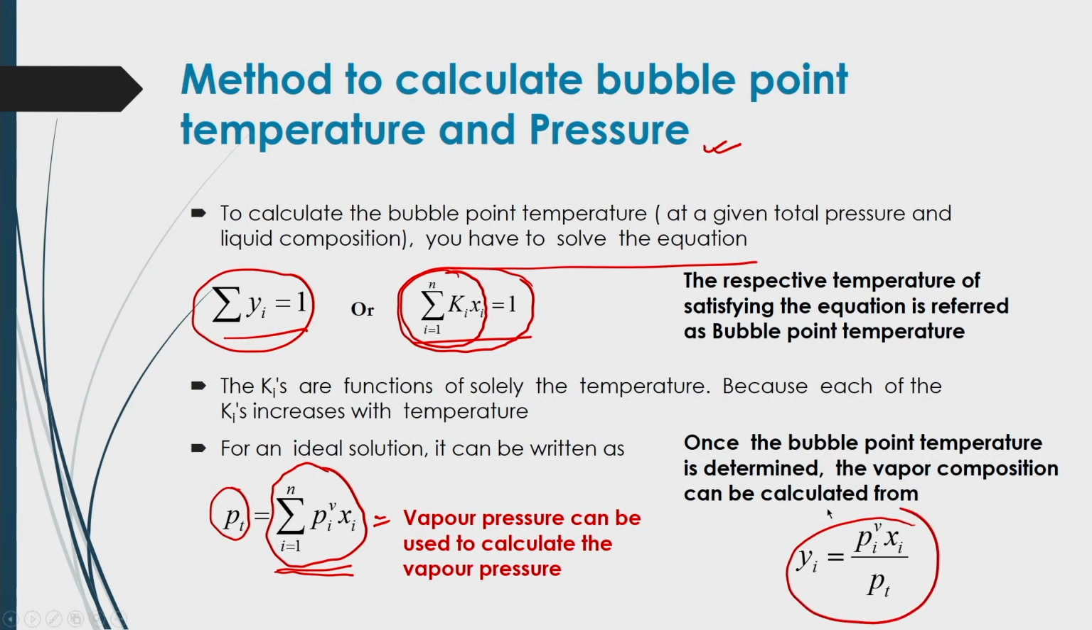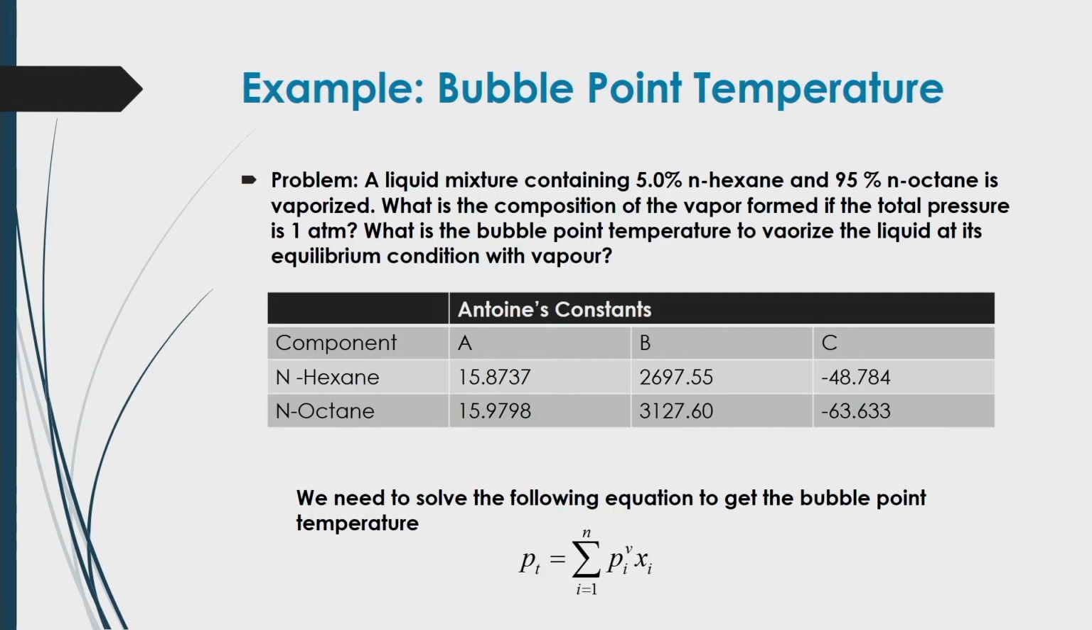will be equal to the partial pressure at that equilibrium condition, that is P_iV into x_i as per Raoult's law, divided by the total pressure. So, from this equation you can easily calculate the vapor composition at that particular bubble point temperature. Now, let us do an example based on this concept.